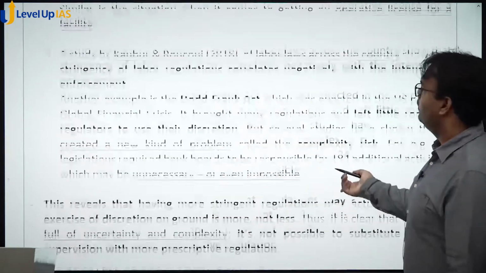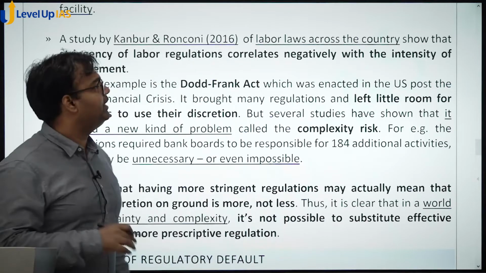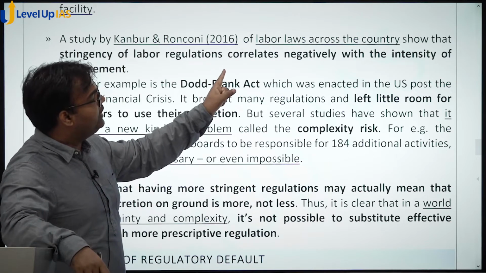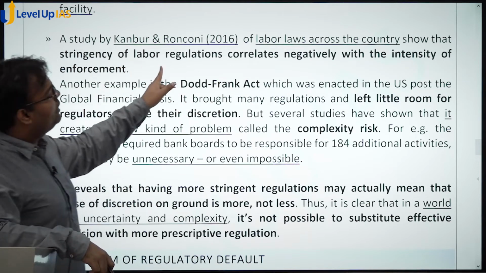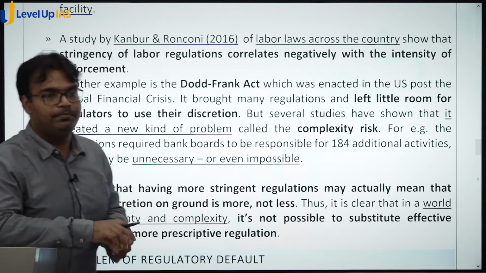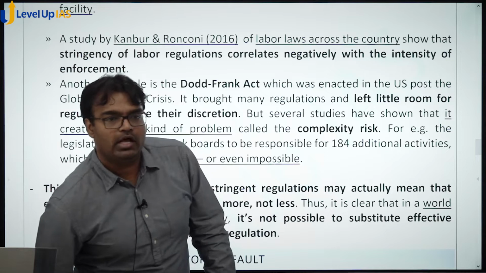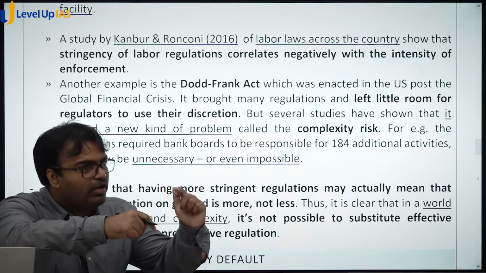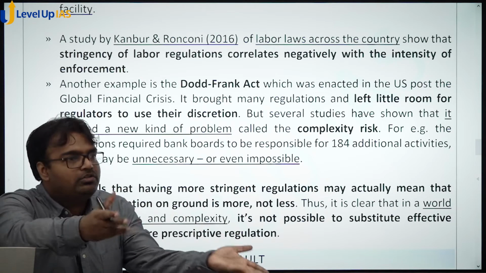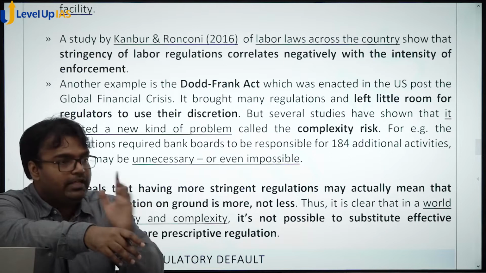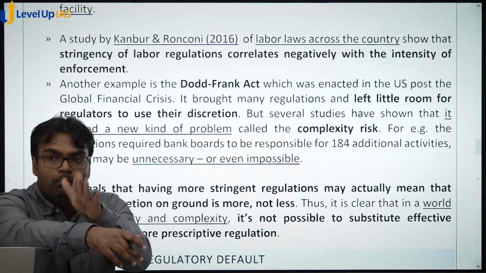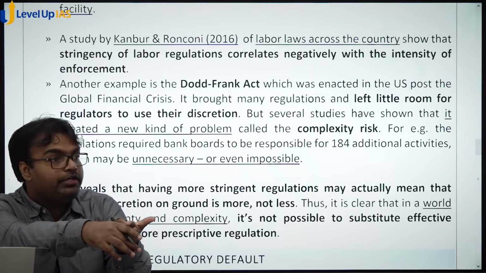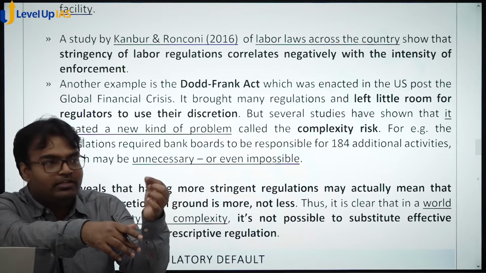Not only this, there are other studies also which tell the same thing. There was a study by Canbour and Ronconi, published in 2016, which says that labor laws across the country show that the stringency of labor regulation correlates negatively with the intensity of enforcement. That is, the more stringent your labor laws are, the weaker their enforcement is becoming. It means more complex laws are leading to unnecessary compliances. We are still complying with the law, but laws are not getting implemented. Laws are not effective. That is, more rigid, complex regulation increases the compliance burden, but is not leading to effectiveness. That regulation is not being implemented.